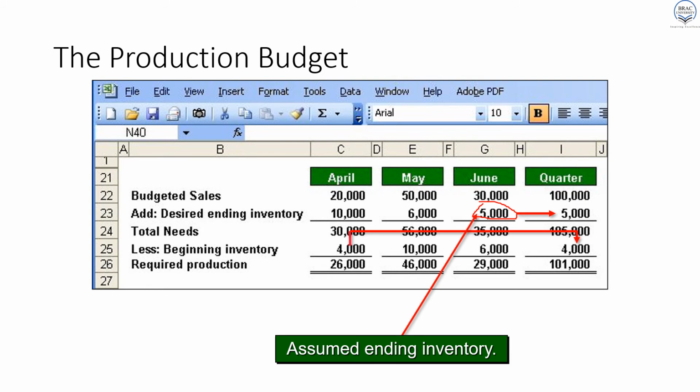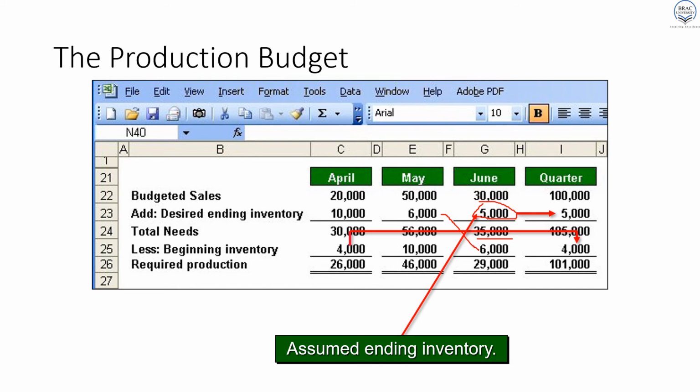So here again for June I got my total needs, then I deducted my previous month's closing inventory, which was 6,000 here. So that gives me total required production. Then of course adding them across I get these things. Now here before we close this, some key points.